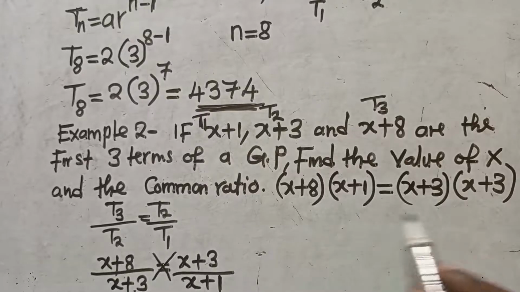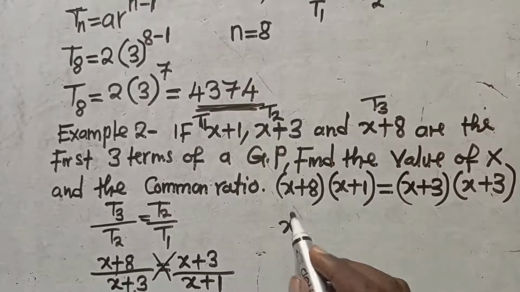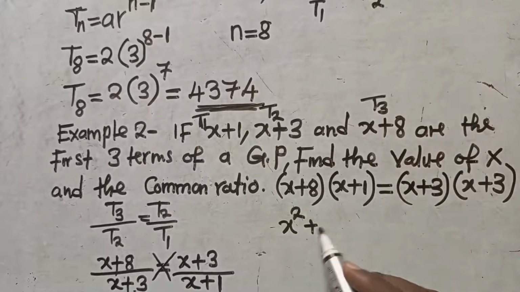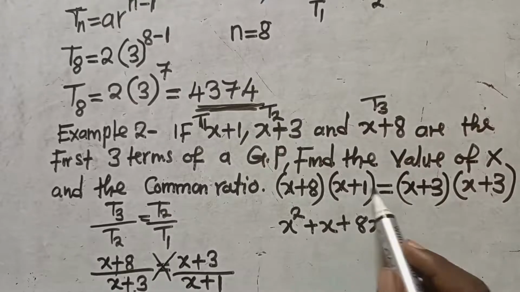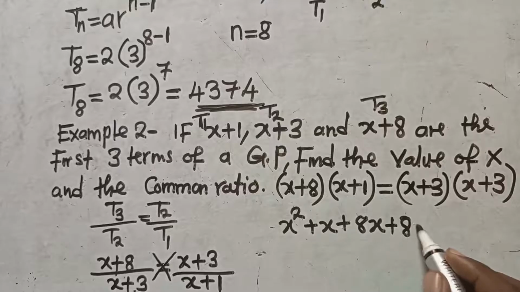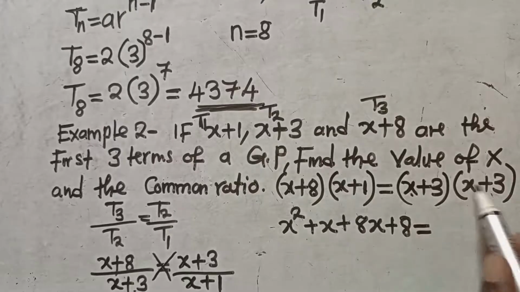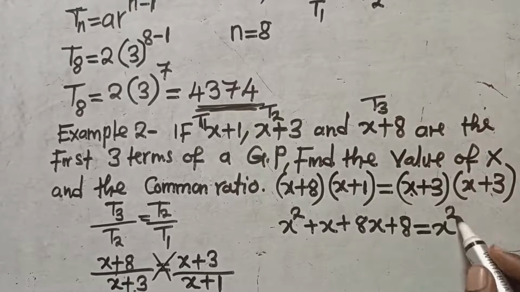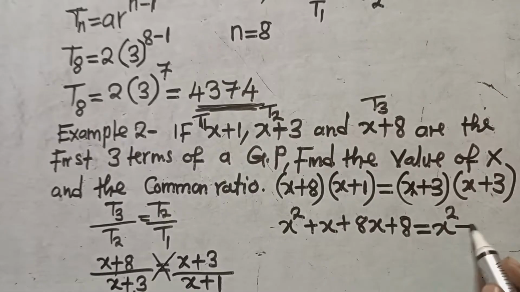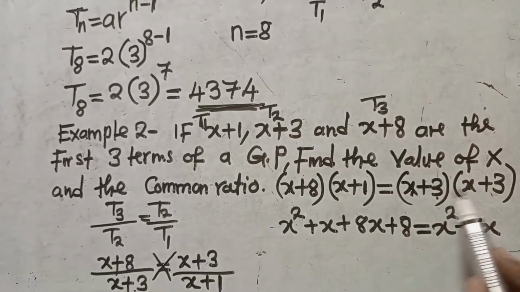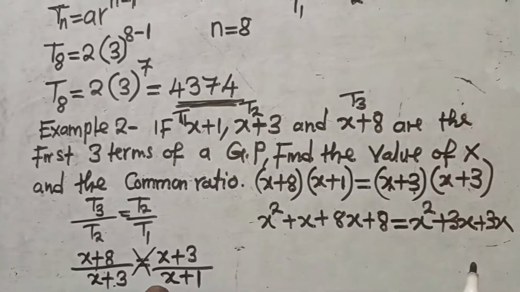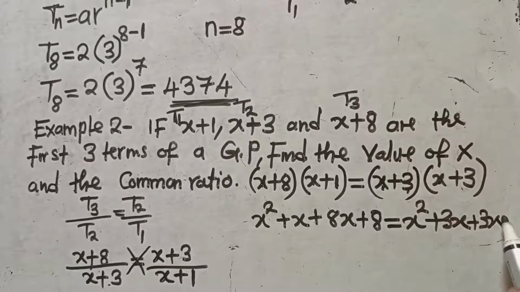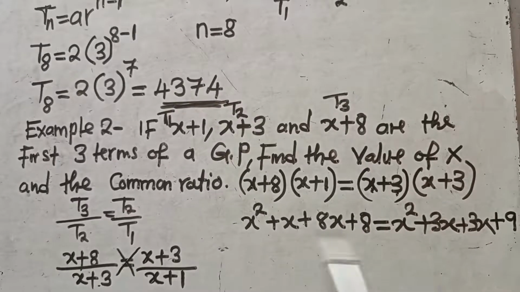I simplify this part. So x times x, that is x squared. x times 1, that is x. 8 times x, plus 8x. 8 times 1, that is 8, which is equal to x times x, that is x squared. x times 3, that is 3x. 3 times x, that is plus 3x. Then 3 times 3, that is 9. I guess we all know how to expand.